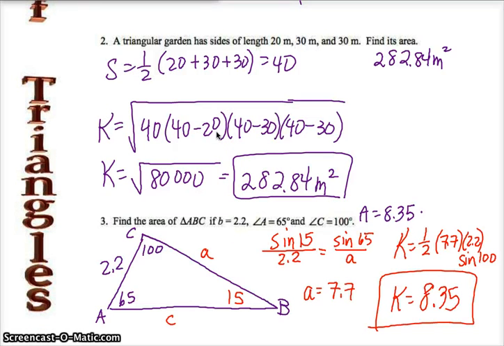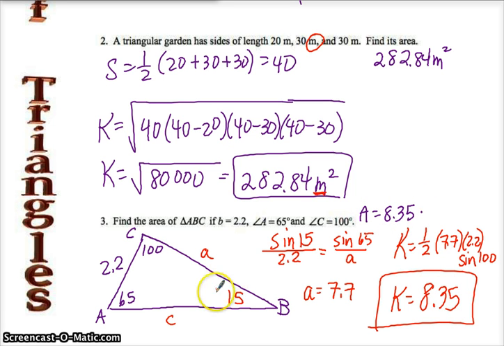Okay, so first you have to find S for number 2. S was 40. It's 1/2 of 20 plus 30 plus 30. We get 40. You plug it into the formula. I got the square root of 80,000 for K. The square root of 80,000 is 282.84 meters squared. Because I gave you meters as a unit, you need to have that in your final answer. For the last one, I didn't give units, but I did get 8.35 as my answer.